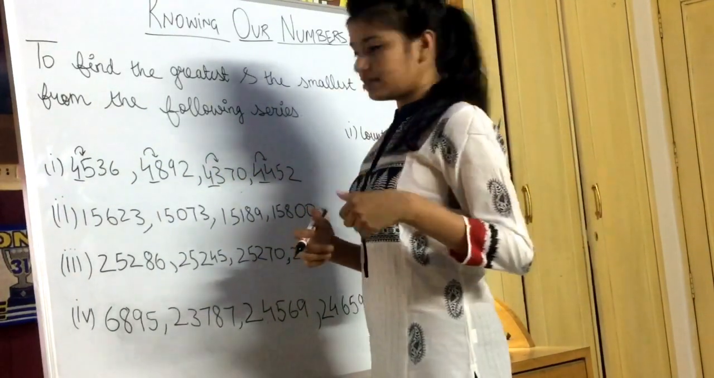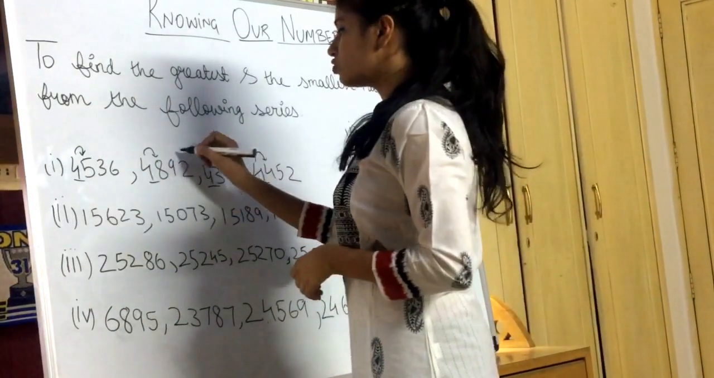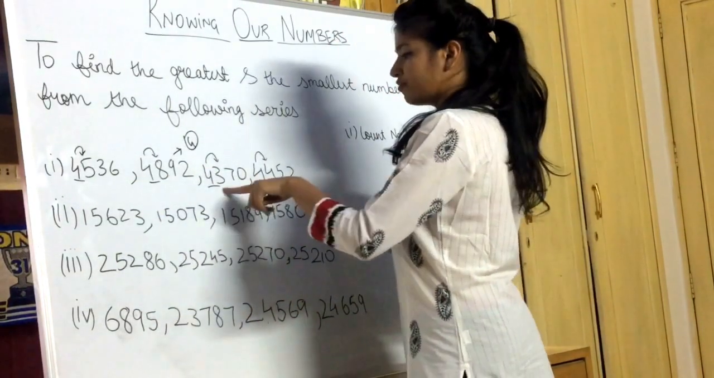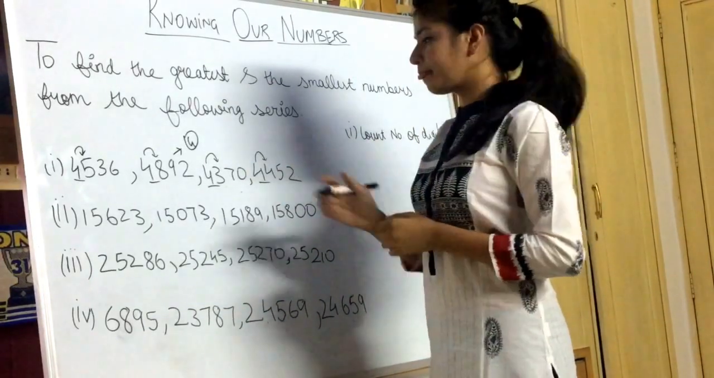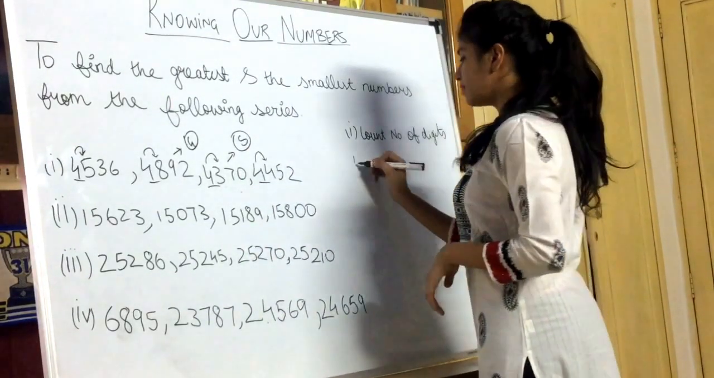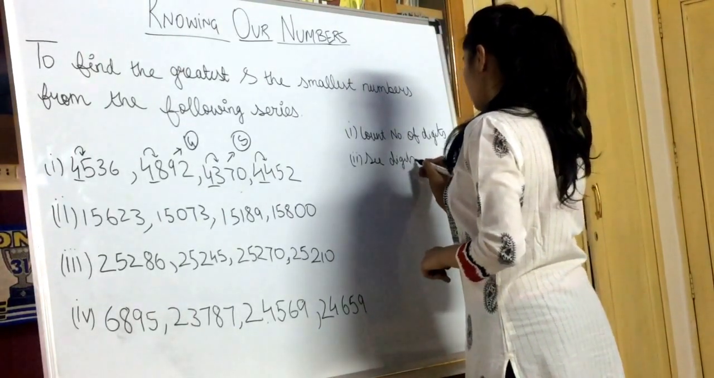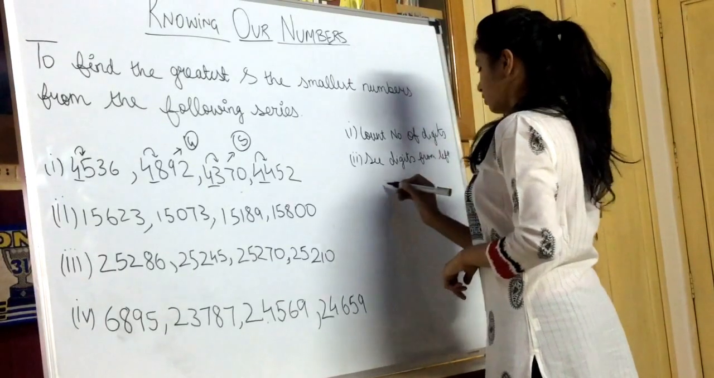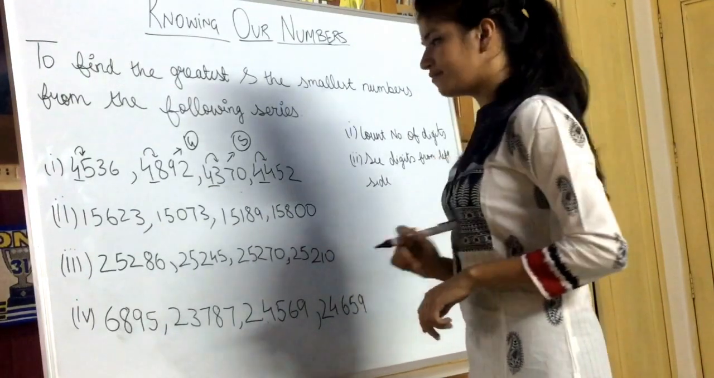So which number is greatest from 4, 3, 8 and 5? 8 is the greatest among 4, 3, 8 and 5. So this number becomes the greatest of the series. And 3, 4 and 5 are left. So which one is the smallest of 4, 3 and 5? 3 is the smallest. So this number becomes the smallest of the series. So basically the second step is to see digits from the left side. Okay, count the number of digits and see digits on the left side.